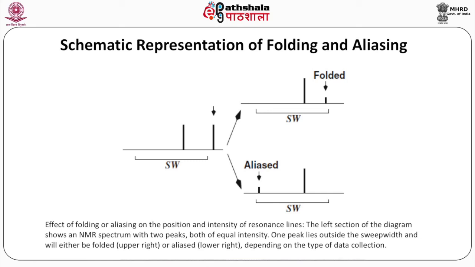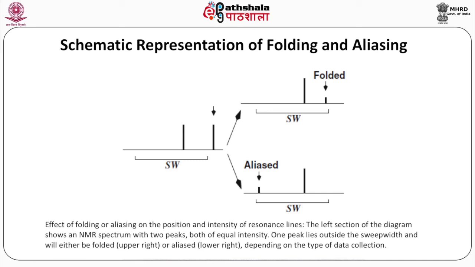On the left side, you see a spectrum which has two peaks. One of them has an arrow. At the bottom, there is a range marked as spectral width, SW. As you can see, one peak comes within the spectral width range, while the peak marked with an arrow is outside that range. The folding of the peak brings it inside the spectral width. You can see that there is a decrease in the intensity of the peak and it is close to the edge of the spectrum, whereas aliasing of the peak pushes it to the other edge of the spectral width, while the peak that is within the spectral width is unchanged.